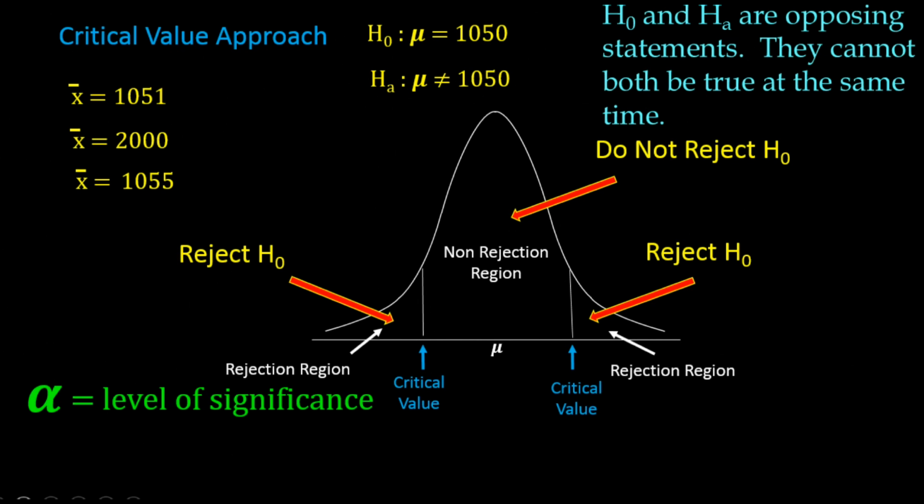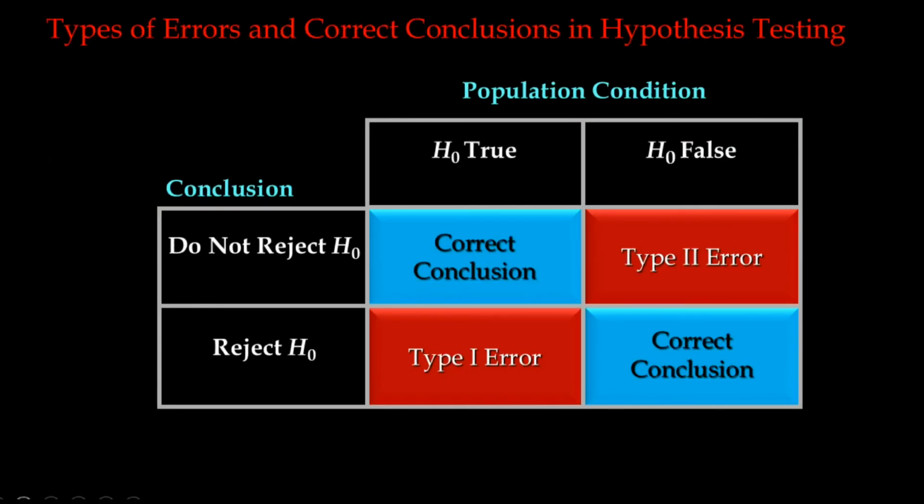For example, we may take the worst 50 light bulbs off the assembly line, and because they don't burn too long, we conclude that the true mean isn't 1050 hours, even though it really is. It's just that we took a bad sample. These types of errors, drawing the wrong conclusions, are illustrated in this table. This table shows the types of errors and conclusions that can be made in hypothesis testing.